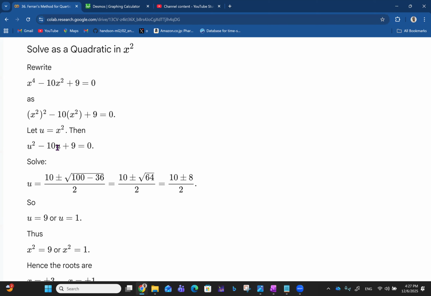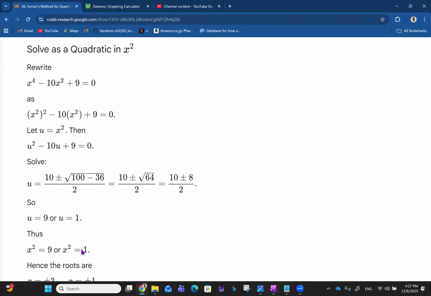So you have minus b, that's minus minus 10, that's plus 10, plus or minus the square root of b squared, that's minus 10 squared, that's 100, minus 4 times a times c, that's 4 times 1 times 9, that's minus 36, over 2. So you have 10 plus or minus the square root of 64 over 2, that's 10 plus or minus 8 over 2. So u is 10 plus 8 over 2, that's 18 over 2, which is 9, or u is 10 minus 8, 2 divided by 2, that's 1. So u is either 9 or 1.